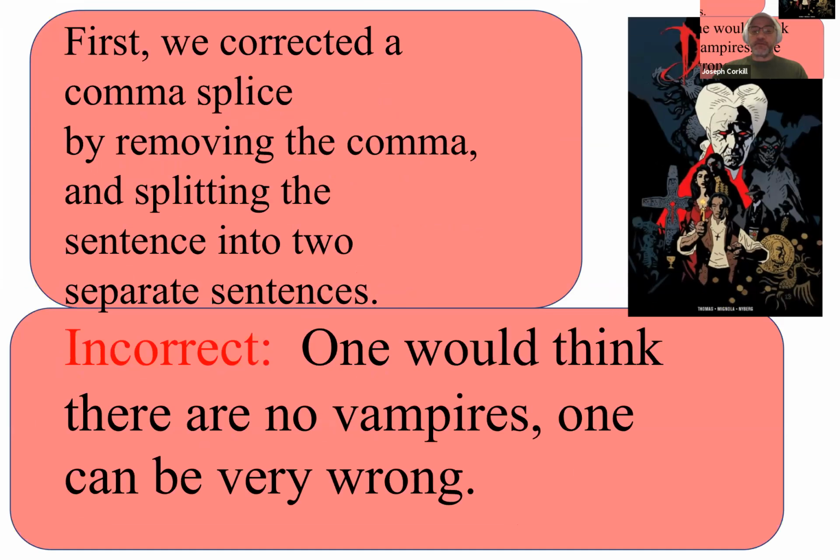Let me get rid of myself right here. For example, we took a sentence that had a comma splice, and by removing the comma, we split it into two separate sentences. Here's the example right here. This is incorrect, it's a comma splice: One would think there are no vampires, comma, splice. One can be very wrong. We needed to correct a sentence like that. A comma alone is not strong enough to connect two independent clauses, and two independent clauses are just two complete sentences that can stand alone.